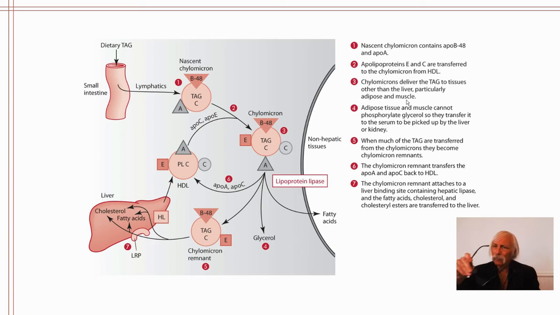Let's go back to this now. We're talking about lipoproteins. So the adipose tissue and muscle cannot phosphorylate glycerol, so it transfers to the serum to be picked up by the liver or the kidney. That's step number 4, because you now are utilizing these fatty acids because of lipoprotein lipase. So the chylomicron is going to be delivering fatty acid to, for example, the adipocyte or the myocyte, but it's not going to be giving up glycerol because of this inability to do the phosphorylation pathway, right? So it can't trap glycerol.